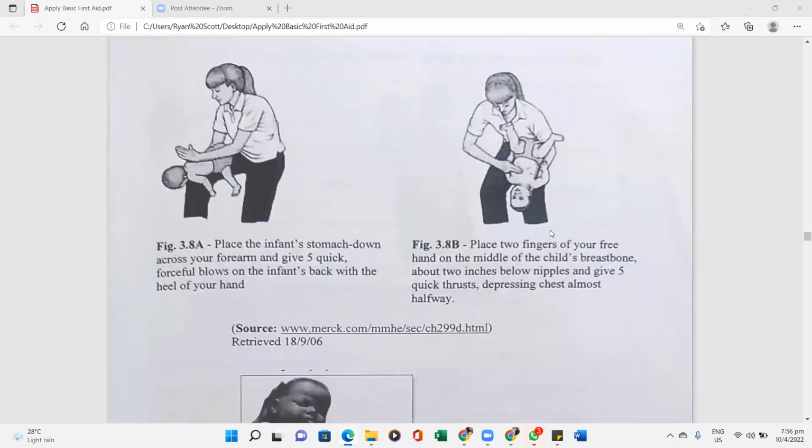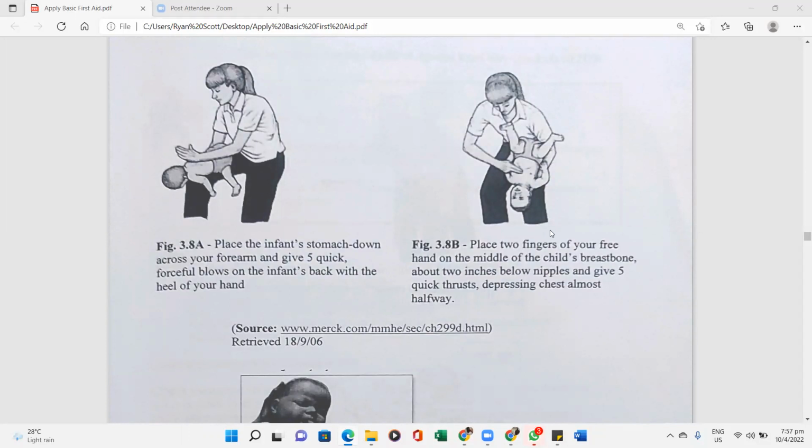What you're supposed to do is this, so two things, right? Place the infant's stomach down across your forearm and give 5 forceful blows on the infant's back with the heel of the hand. Okay? You see what she's doing? So she holds him with her forearm, and with the heel of her other hand, she strokes the back of the baby to see if it will come out.